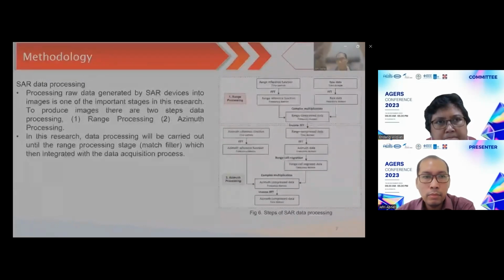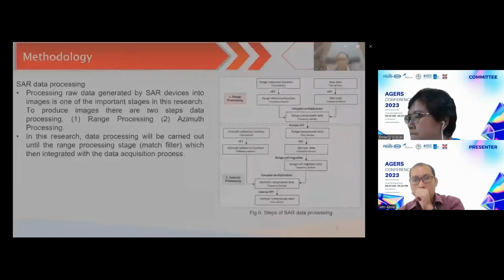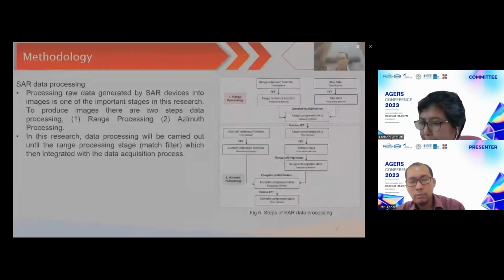As you can see in Figure 6, these are the steps of SAR data processing. First is range processing, where the raw data is processed in the frequency domain. And the second is azimuth processing, where the range compressed data is processed by complex multiplication in the frequency domain and time domain.